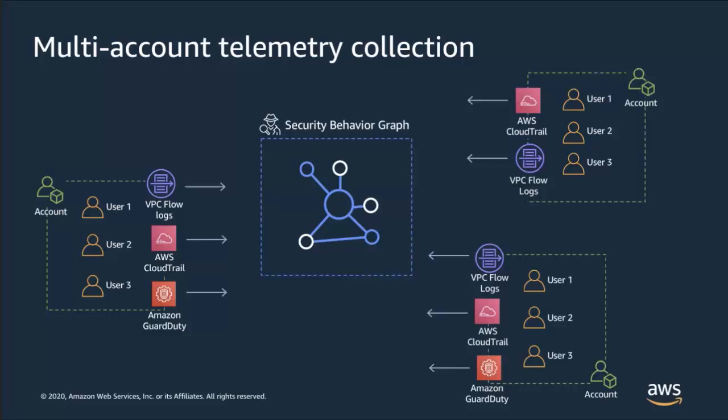So that means we're collecting VPC flow logs, CloudTrail management events, and GuardDuty findings. So at least that's the telemetry that we have to start with our initial release. And so also like GuardDuty, we manage the collection of the telemetry for you. So that means there's nothing for you to configure or turn on.